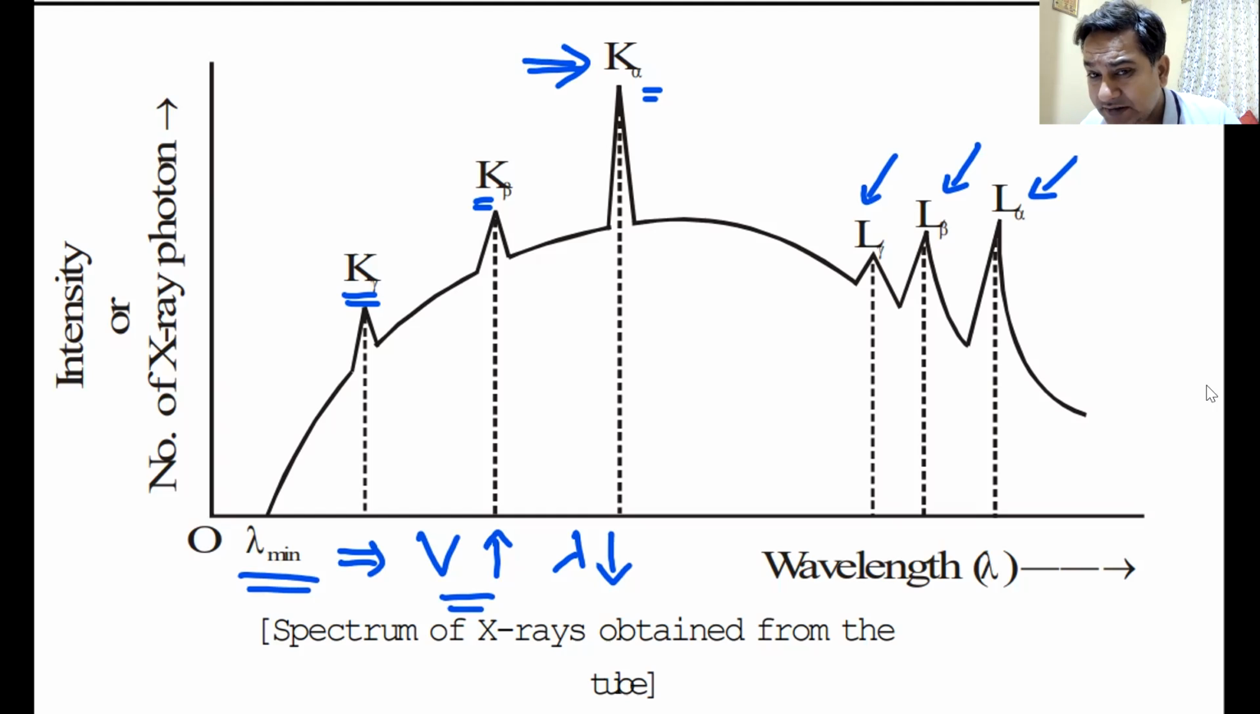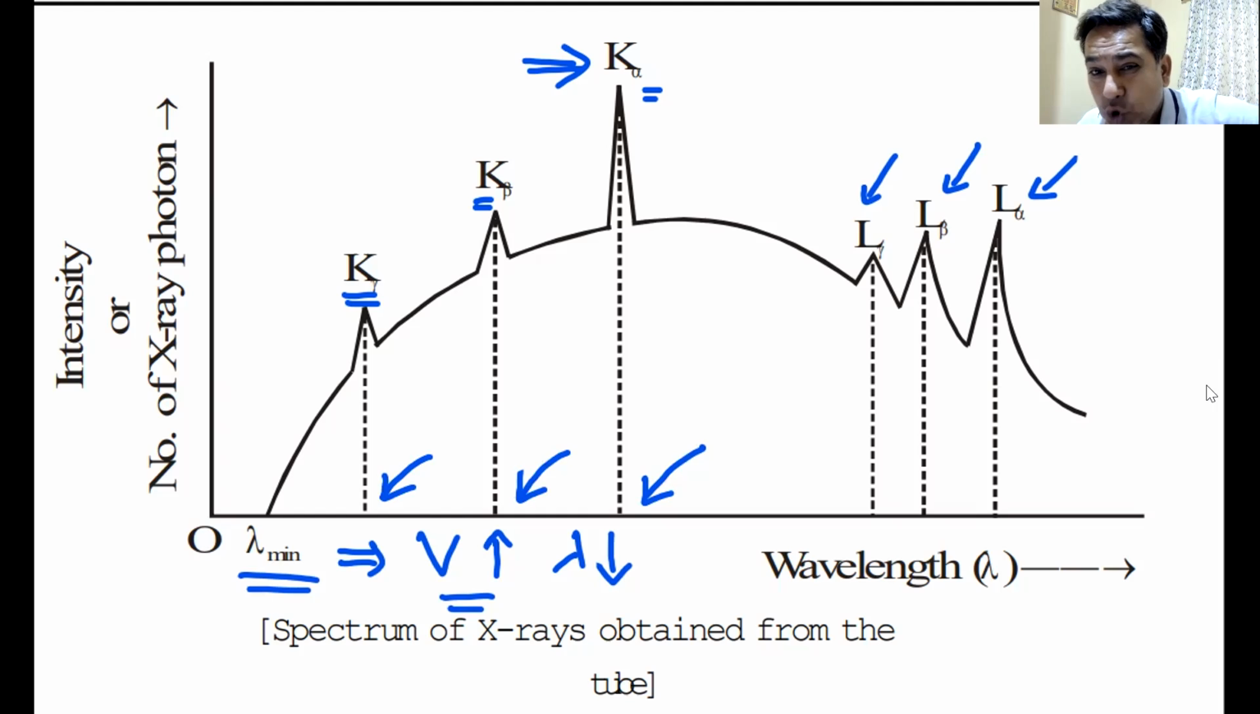But K alpha series, now look at the wavelength of K alpha series. This is the wavelength of K alpha series. This is the wavelength of K beta series. And this is the wavelength of K gamma series. Now, the wavelength of K alpha, K beta, or K gamma depends on the difference in the energy levels. Yes or no? Yes, sir. K alpha depends on the difference in energy level of K and L. K beta depends on K and M. K gamma depends on K and N. Yes or no? Yes, sir.